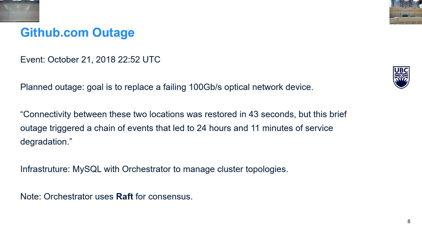This brief outage triggered a chain of events that led to 24 hours and 11 minutes of service degradation. A 24-hour outage for 43 seconds worth of maintenance work. I really liked that. Their infrastructure wasn't super complicated. They used MySQL and something called Orchestrator. Orchestrator is their configuration database. It actually maintains the shard master of their system for all intents and purposes. And it used the Raft consensus protocol. So it was Paxos with a more understandable log model.